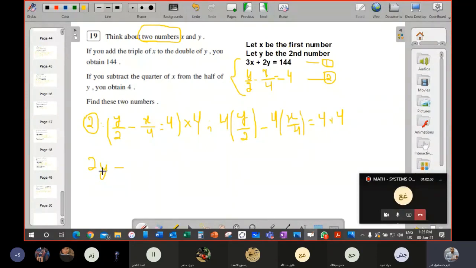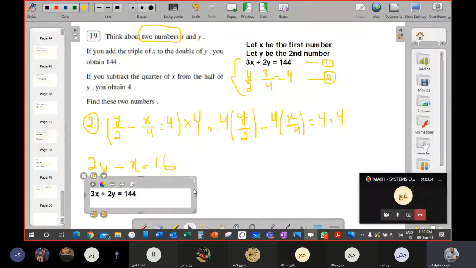So 4 over 2 is 2. Here we get 2y minus 4 over 4, which is 1, x, equal 4 times 4, which is 16. So the system now is: 3x plus 2y, the first equation, equal 144. This is the first equation.